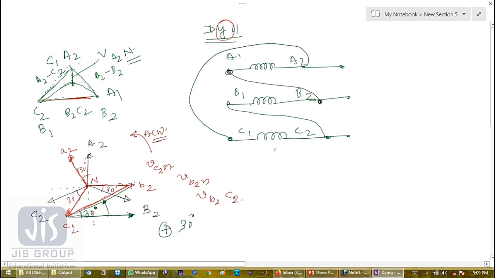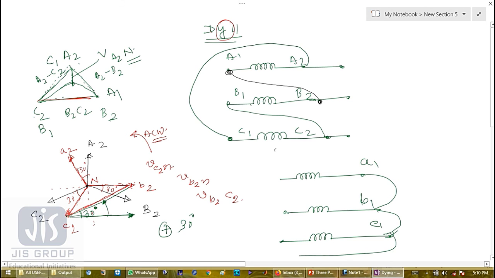Okay. Now draw the winding connection diagram. Very simple. So A1, B1, C1 shorted. So let me short this terminal A1, B1, C1, which forms again the neutral point, and this is my A2 brought out, load terminal B2 and C2. So this is my DY11 connection.